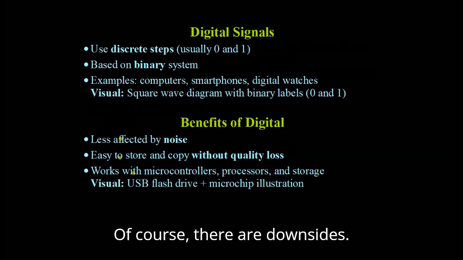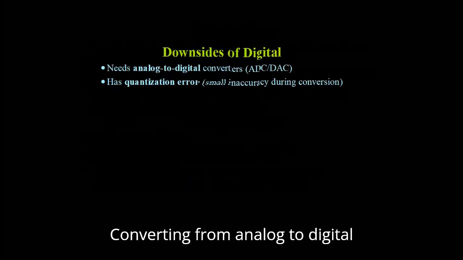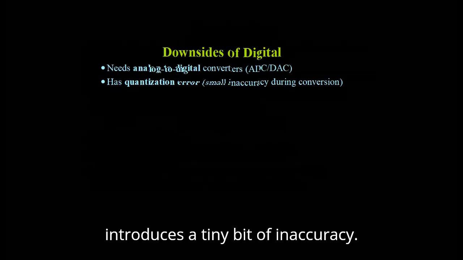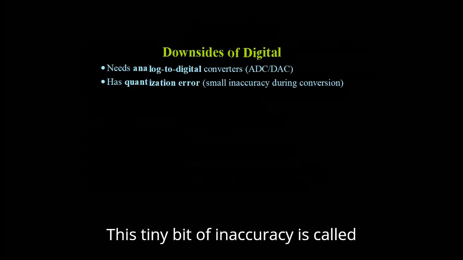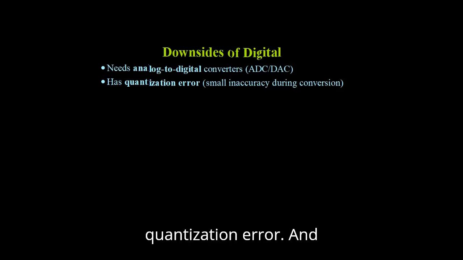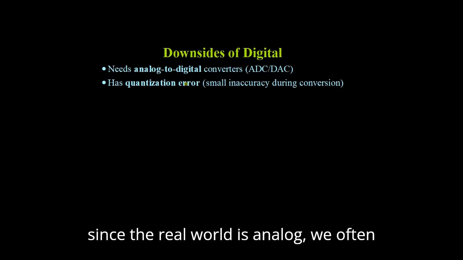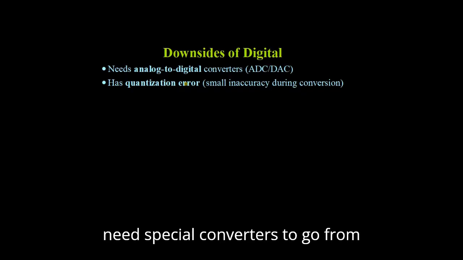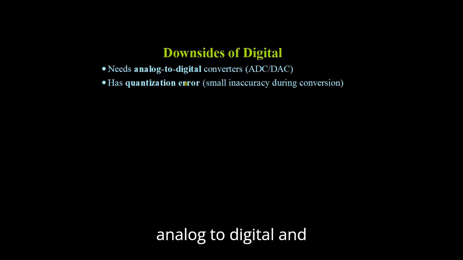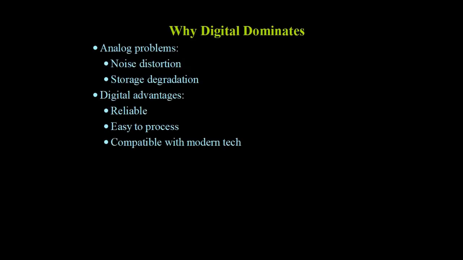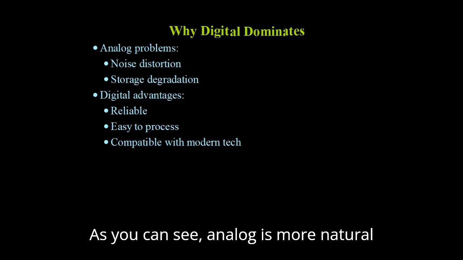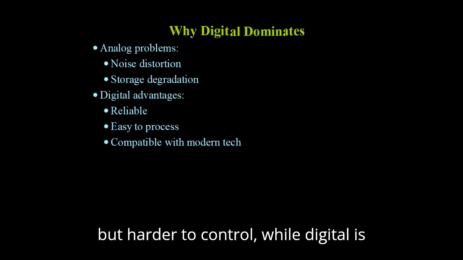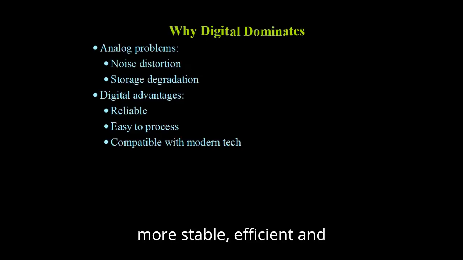Of course, there are downsides. Converting from analog to digital introduces a tiny bit of inaccuracy. This tiny bit of inaccuracy is called quantization error. And since the real world is analog, we often need special converters to go from analog to digital and vice versa. As you can see, analog is more natural but harder to control, while digital is more stable, efficient, and dominant in today's electronics.